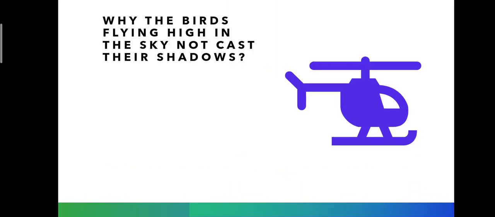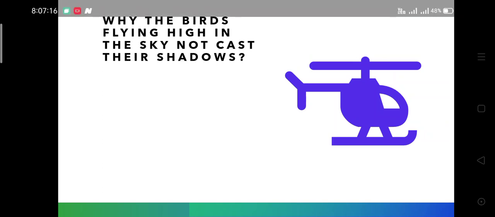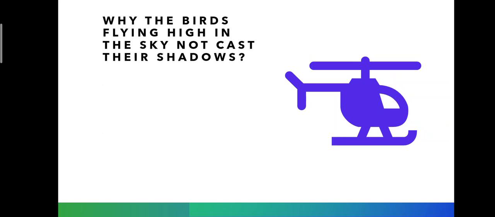Now, we have a question. When we walk on the road, or sit on our bed, chair, or any other surface, we can see our shadow. But why do birds flying high in the sky not cast their shadows? Neither do helicopters or aeroplanes cast their shadows. Why? That is the confusing part, right?